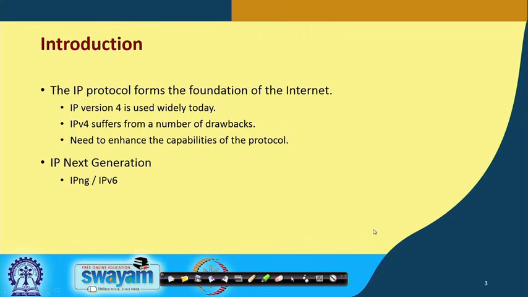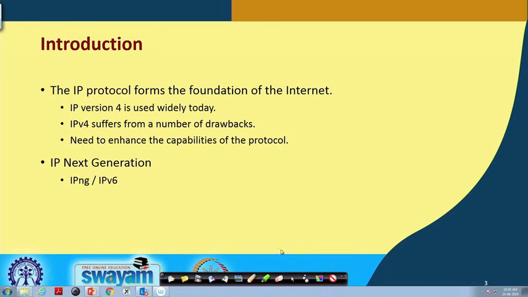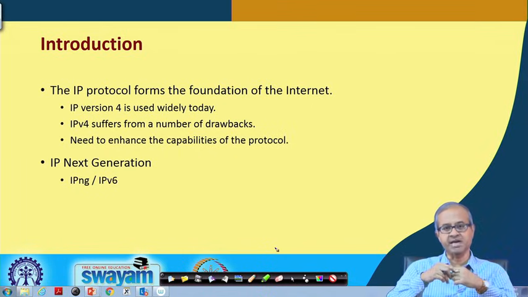So, let us look at the overall scenario first. As we have repeatedly said, TCP/IP forms the backbone of the internet that we see today, and the IP protocol is most crucial in the sense that all packets that flow through the internet are routed using the IP protocol. So, IP ensures that packets reach the intended destination correctly.